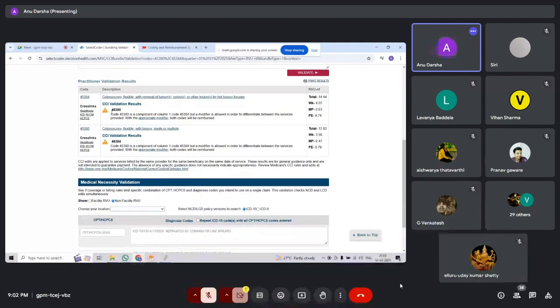Like there are two types of edits. Basically, edits will be there whenever you are reporting multiple CPTs, multiple standalone codes. It's not like every time you will get one, but there is a possibility of getting an edit between any two standalone codes. You know standalone codes and add-on codes? Any idea what is a standalone code and what is an add-on code?